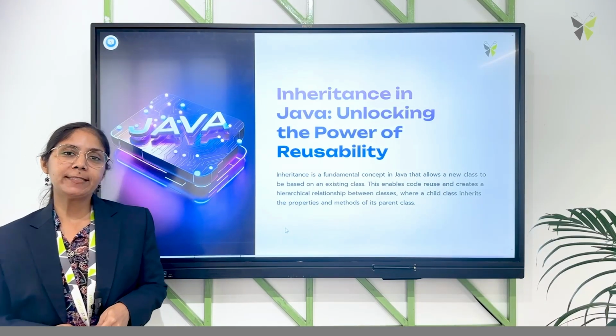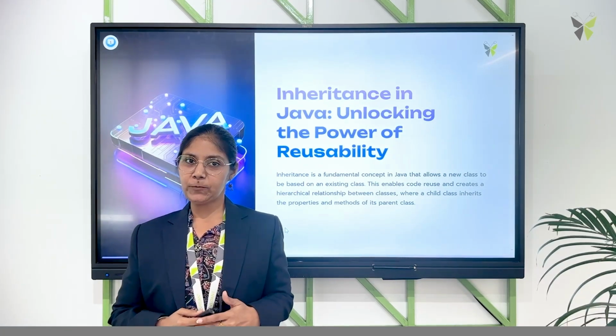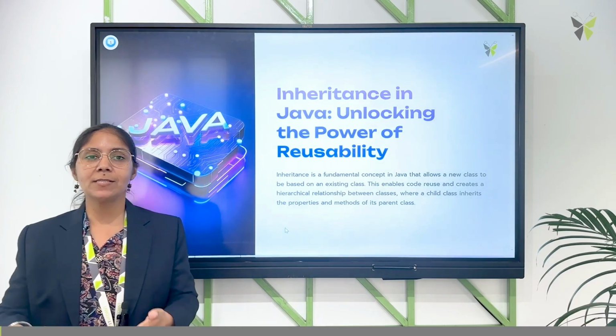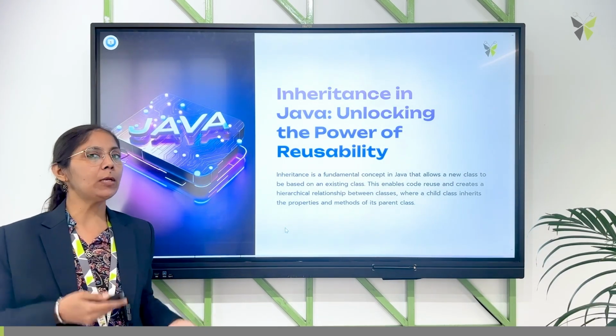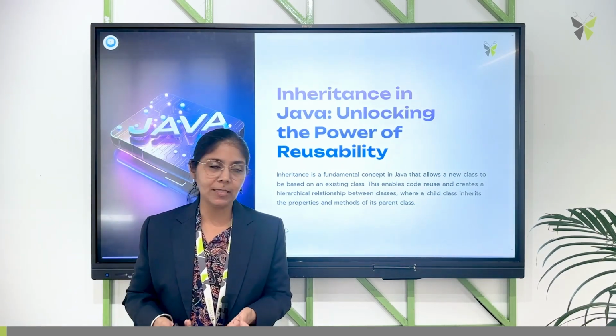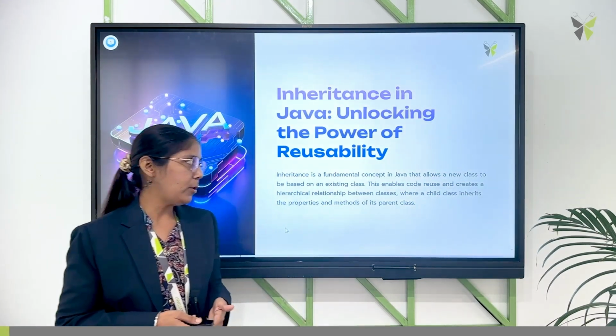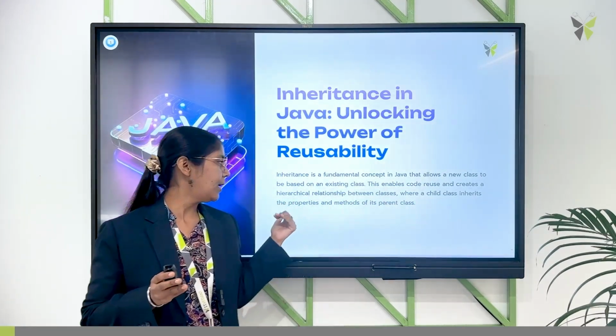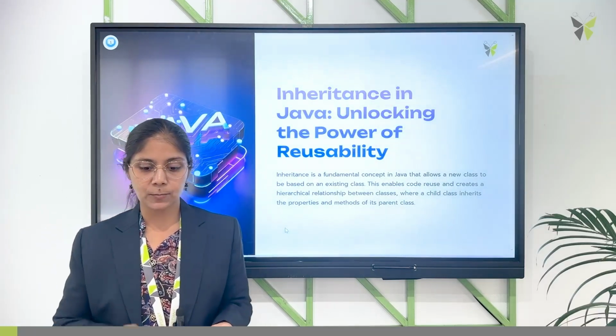Everyone, now we are going to discuss the next pillar of your OOPS concept, that is inheritance. So what is inheritance? Inheritance is a fundamental concept in Java that allows a new class to be created on the basis of an existing class. It gives a concept of reusability wherein you can reuse the parameters and the functions of an already existing class in a new class. Plus, you can add new features in this class. So this enables code reuse and creates a hierarchical relationship between the classes, where the child class inherits the properties and methods from its parent class.